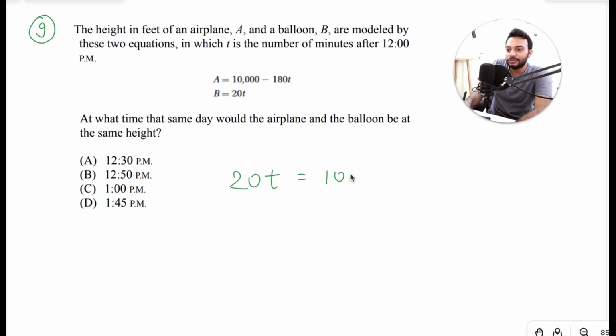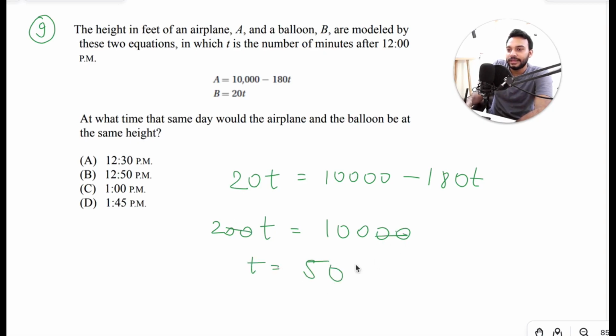20T is equal to 10,000 minus 180T. 200T is equal to 10,000. Zeros cancelled. T is equal to 50. 50 minutes after 12 p.m. That means 12:50 p.m. Option B is the correct one. Let's go for the next one.